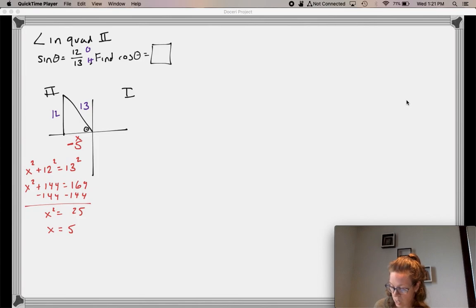Now we are ready to do our SOHCAHTOA. Cosine is adjacent over hypotenuse. We just found that adjacent is negative 5, and the hypotenuse is 13.